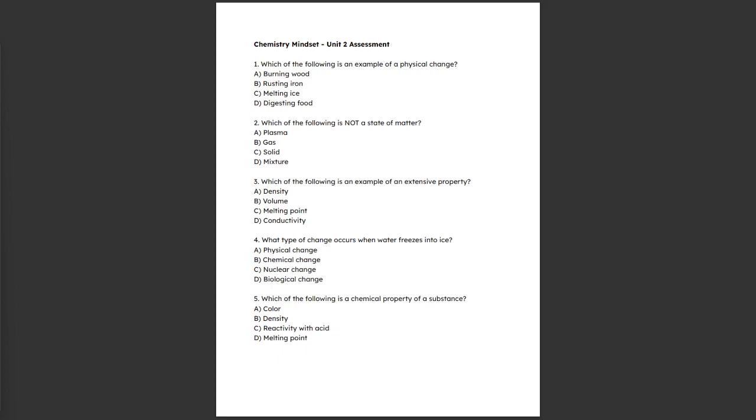Number 5, which of the following is a chemical property of a substance? The correct answer is C, reactivity with acid. So when something says reactivity with something, we know that is a chemical property, because chemical reactions are obviously chemical properties. Color, density, melting point, those all are physical properties.